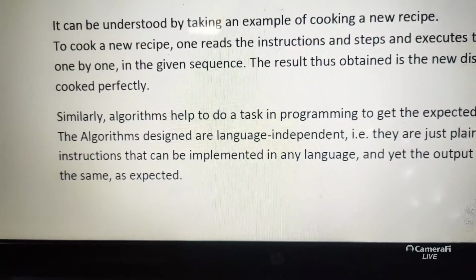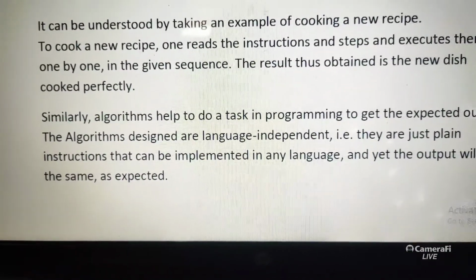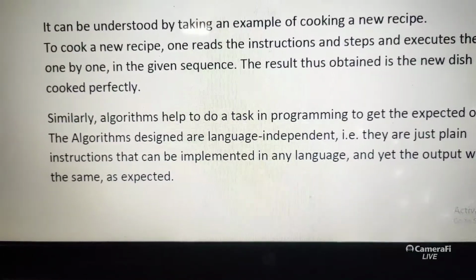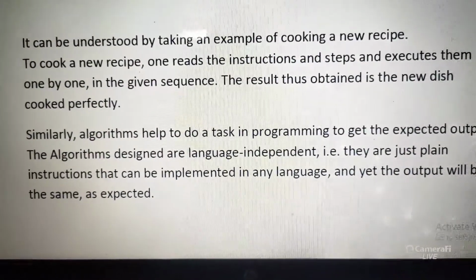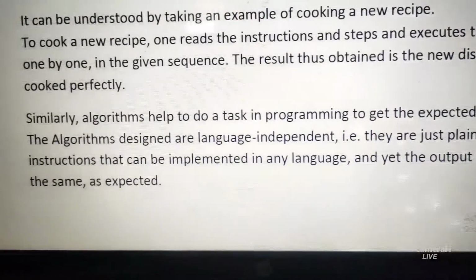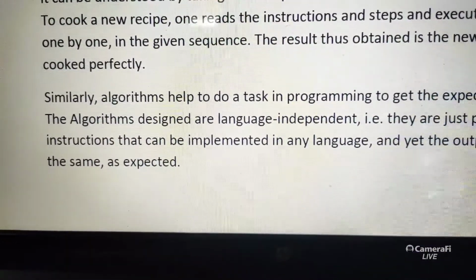So programmers write algorithms. The algorithms designed are language independent. You can write in your own language, English, Russian, Chinese. An algorithm is not an actual program. They are just plain instructions that can be implemented in any language.